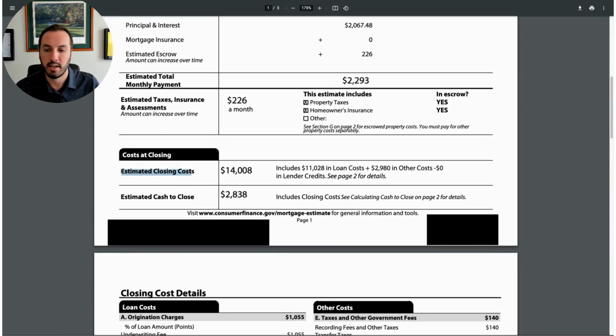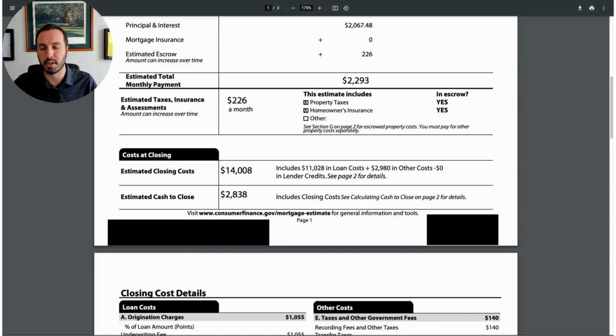Closing costs here, I don't like this personally, my opinion only. The total estimated closing cost does include prepaids and stuff like that, like your first year of homeowners insurance, things like that. So that can be a little misleading. But as far as what you are estimated needing to bring to closing, that's what cash to close is here, 2838. That is what the lender is estimating that you are bringing to closing.